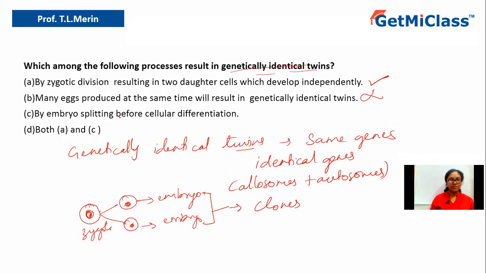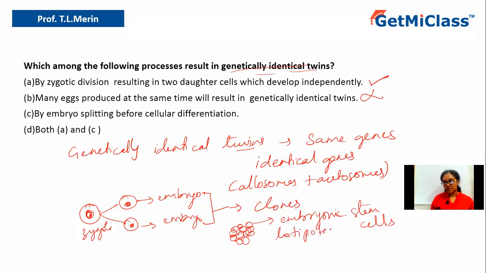Option C says embryo splitting before cellular differentiation. When the embryo is in the form of a mass of cells, where all are embryonic stem cells, these embryonic stem cells are totipotent. Totipotent means these can give rise to any part of the body. After this, they will undergo differentiation, and then they will give rise to a baby.